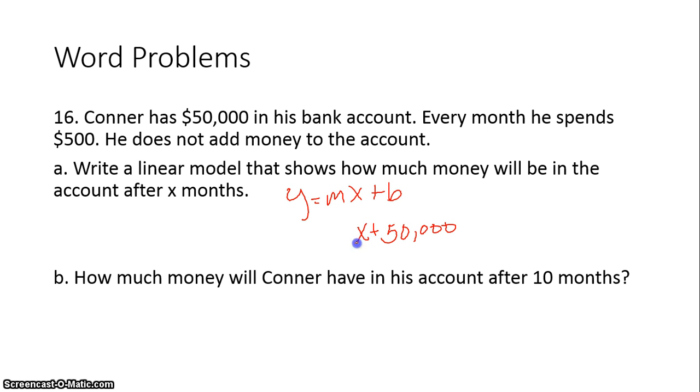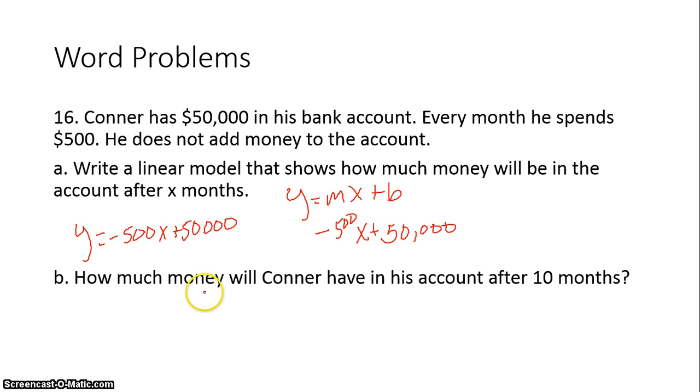Now, X months. Now, how much does he gain or lose every month? Well, he spends $500, so he loses $500. So since he starts out with $50,000, after 1 month goes by, he has $49,500, and so on and so forth. So he loses minus 500x each month. So we write it in linear form, y equals negative 500x plus 50,000.